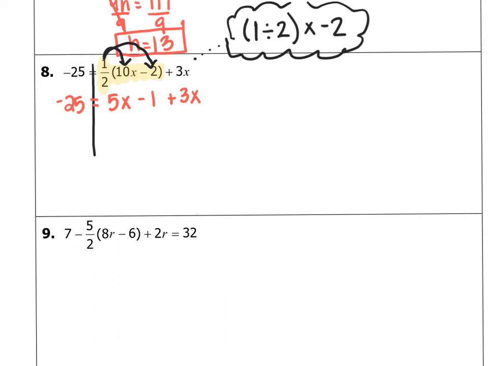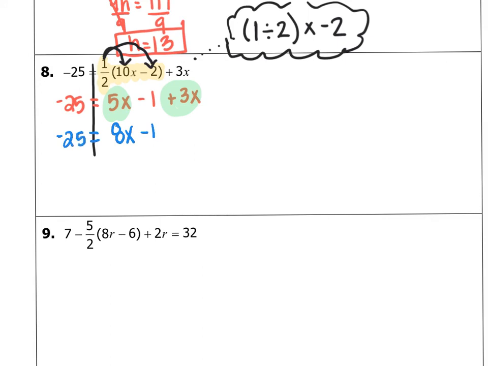Step 2 is we need to combine like terms. I can combine 5x with plus 3x. So make sure you bring the sign with it, this positive. So 5x plus 3x is 8x. And bring down this -1, the equal sign, and then -25.